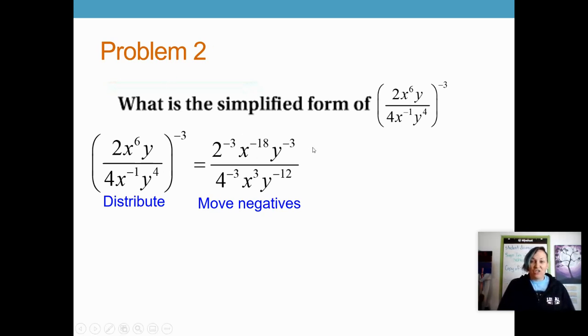Everything on the top of the fraction has a negative exponent. So all of those are going to move down to the bottom. So the 2 will move down to the bottom. This x to the 18th will move to the bottom, and then the y to the 3rd will also move to the bottom.